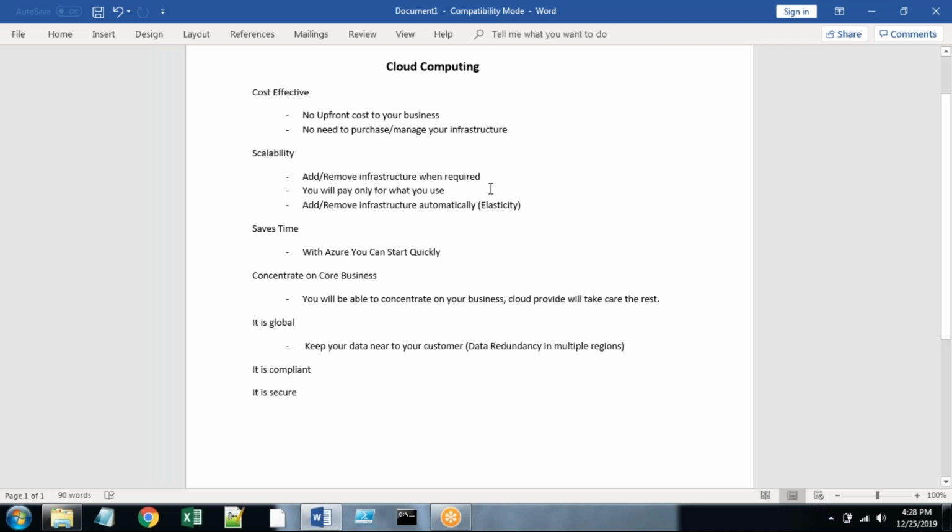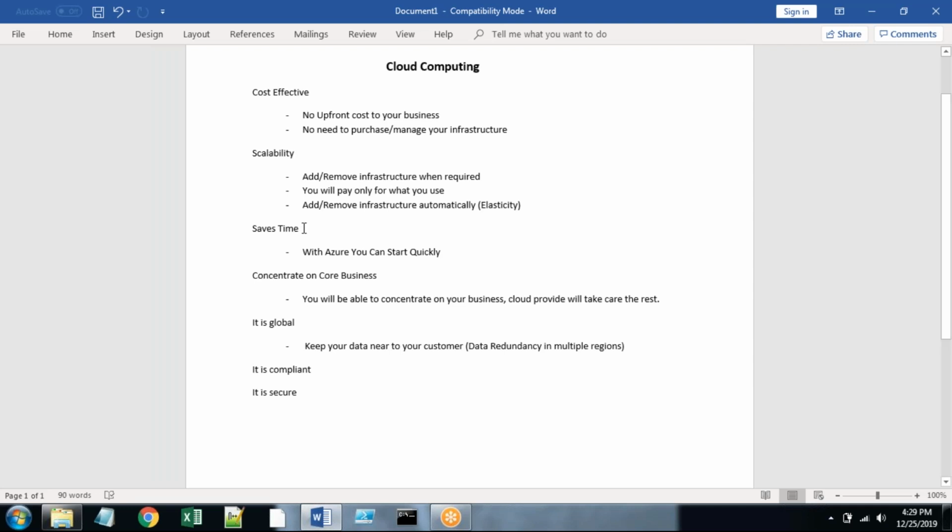Okay, but if you are able to manage it automatically, this is called elasticity. So even Microsoft Azure is providing elasticity. With a few configurations, we'll talk about that separately. So that is how cloud computing using Microsoft Azure helps you in being cost effective, and in scalability also. You will be able to scale up or scale down as required.